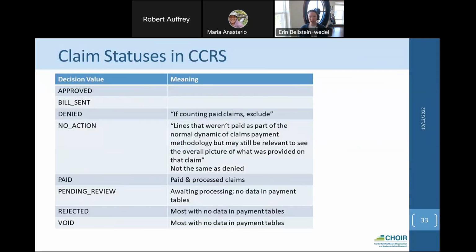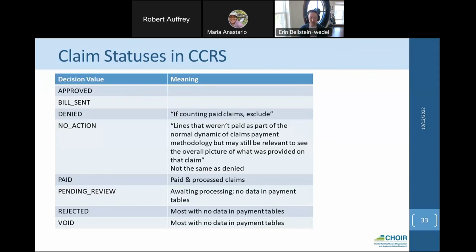Okay, and then also, as I mentioned, the statuses in CCRS are a little different than what we've seen in PIT before. So this is the full list of statuses that are currently in CCRS. And the meaning column contains information that I have gleaned from conversing with IBC about what these statuses mean, and when you may or may not want to count them. So obviously denied is apparent what it means.